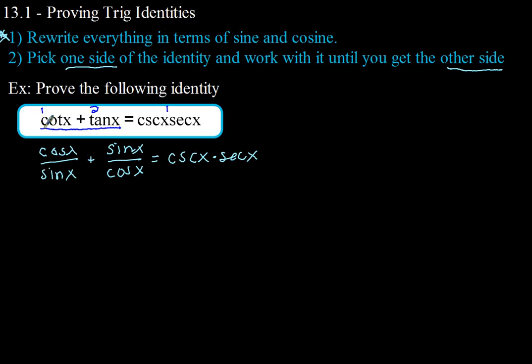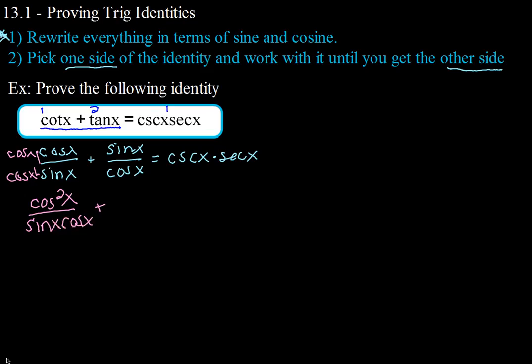Okay, so I have two terms on the left, and I only want one term on the right, so that means I need to add my fractions together. In order to add fractions, we have to have a common denominator. So in order to make sine and cosine the same denominator, I'm going to multiply them together. I'm going to have cosine of x being multiplied into the first one, which is going to give me cosine squared of x in my numerator divided by sine of x times the cosine of x.